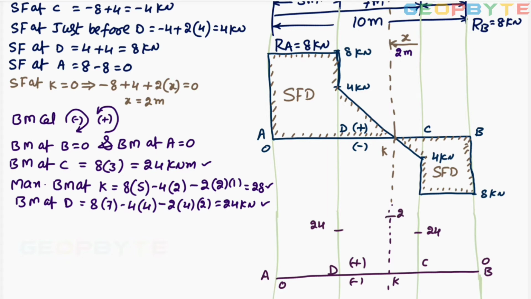This may be 28. Now the effect of point load is maintaining the straight line variation. Effect of UDL is parabolic variation like this.